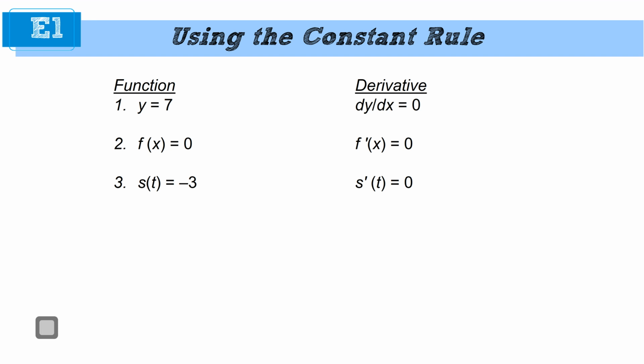Pi squared. Isn't it just 2 pi? Bring the exponent down, reduce it by 1, 2 pi. No, it's 0. All of it. Pi is a number. Why is it 0? It's just a constant. Pi is still a constant.